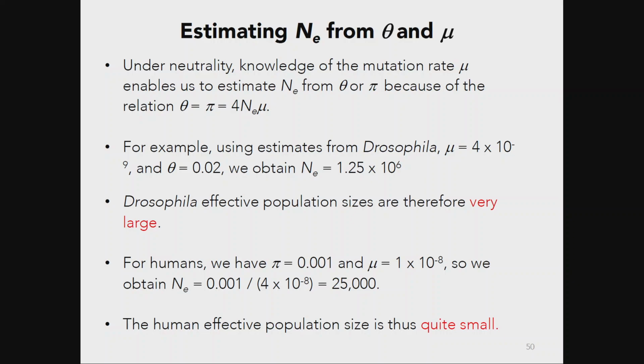But anyways, let's do the same thing for humans. So let's say that in humans we find that pi is 10 to the minus 3. And we know from several studies that the mutation rate is typically on the order of 10 to the minus 8. And so we can do this calculation again. What will we find for humans? 25,000, right? We're like 8 or 9 billion people on this planet. I'm not sure that's such a great thing, but there we are. But the effective population size is 25,000.